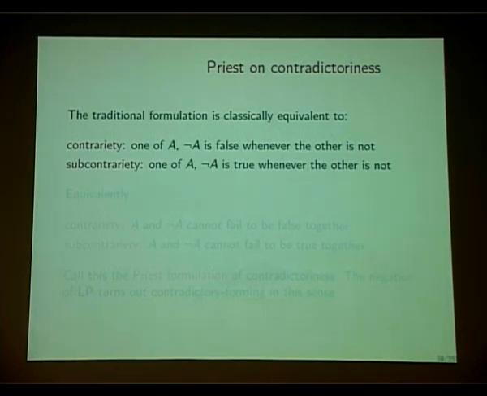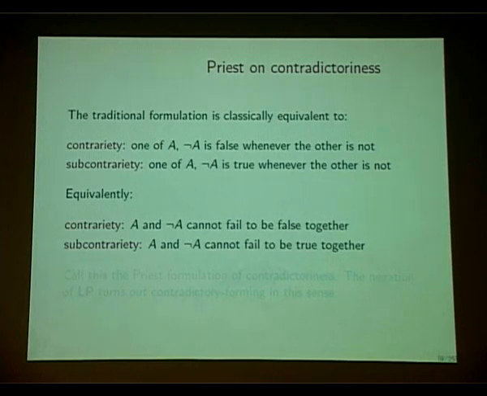This is essentially what Priest says in response to this objection by Slater. He says, well, forget about the classical formulation. Consider this one, which is actually classically equivalent to that formulation. So define contrariety in this way: one of A and not-A is false whenever the other is not false. Right? So if one is not false, then the other is false. And subcontrariety is: one of A and not-A is true whenever the other is not true.